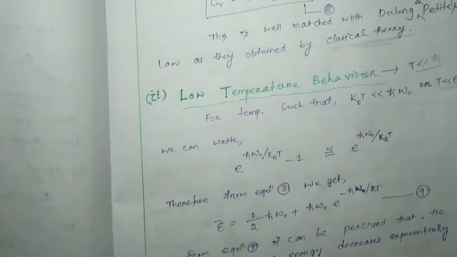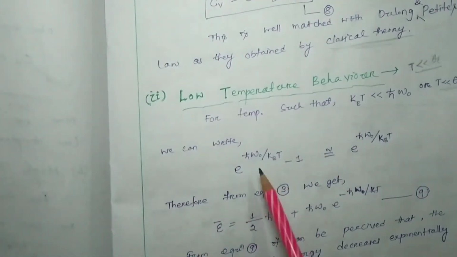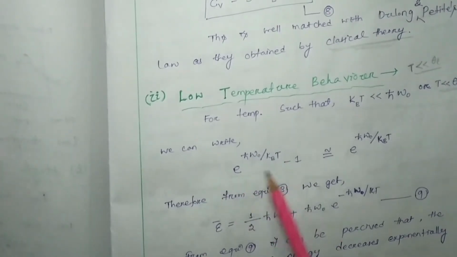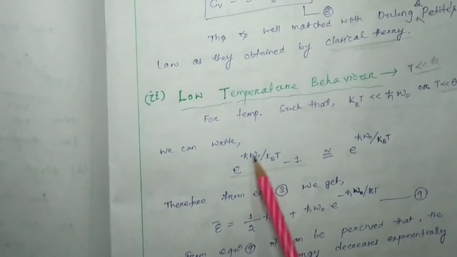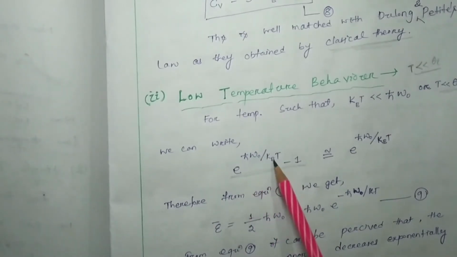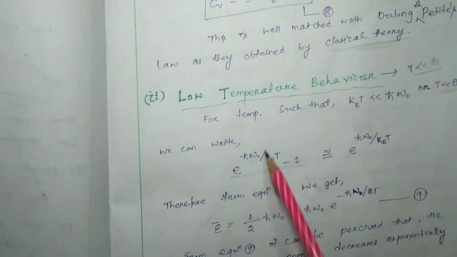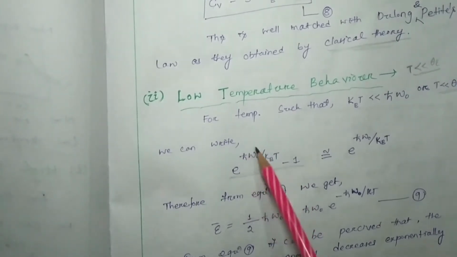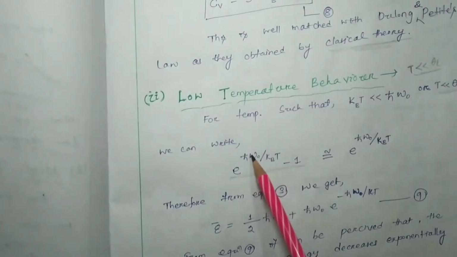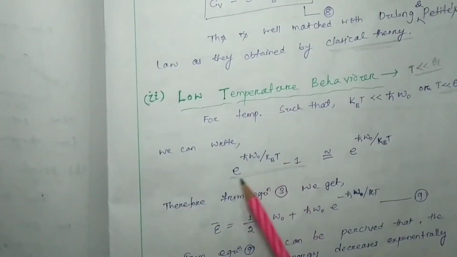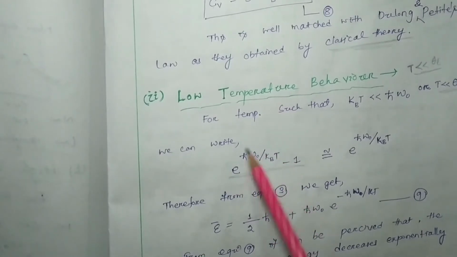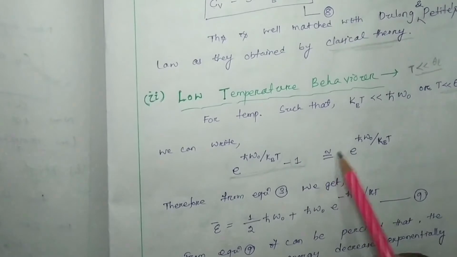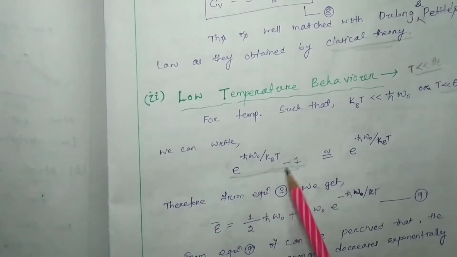So we can write that e to the power H cross omega 0 by KBT minus 1. If we are going to consider this factor, then if KBT is very less as compared with H cross omega 0, H cross omega 0 is greater than KBT, so this exponent value is much larger than 1. So 1 can be neglected, so approximately we can write this much value will be this much.